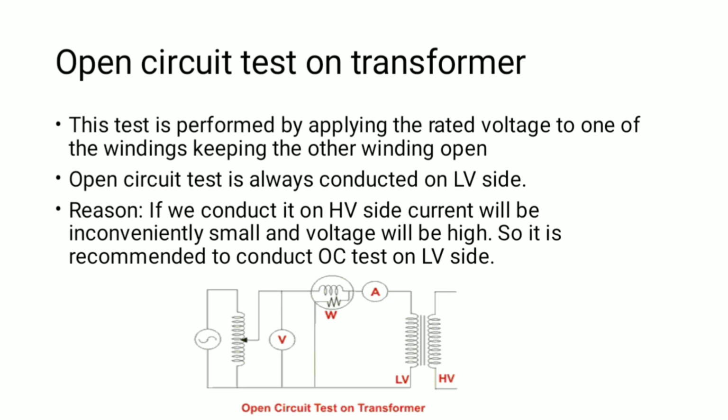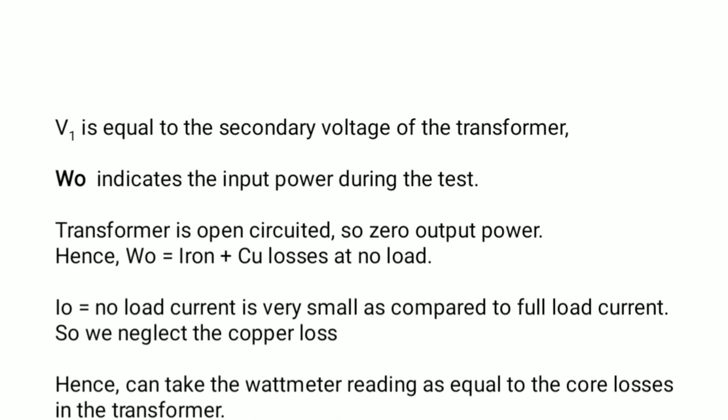So if we perform the open circuit test on the LV side, the current is in the measurable form and also the voltage range is small. So it is recommended to perform the open circuit test on the LV side of the transformer. So V0 is equal to the secondary voltage of the transformer. Whatever wattmeter reading shows, it is indicated as W0 and it is the input power given to the transformer. So in the open circuit test, we are not connecting any load on the transformer, so output is 0.